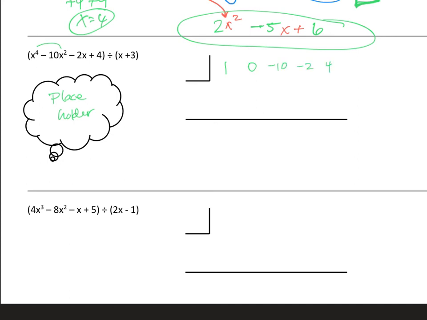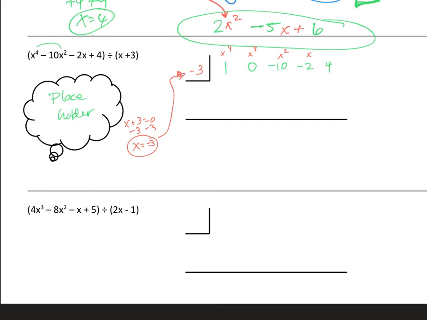Again, I'll just rewrite them up here real quick. 1 was the coefficient of x to the fourth. 0 is the coefficient of x to the third. Again, remember, x to the third is not there, so we need a placeholder. -10 is the coefficient of x squared. -2 is the coefficient of x. And 4 is the constant, okay? What goes in the little box there, remember, is the solution. So you have x plus 3 is equal to 0. I'm going to subtract 3 on both sides. I get x is equal to -3. So the solution is going to go there. So that's -3, okay?